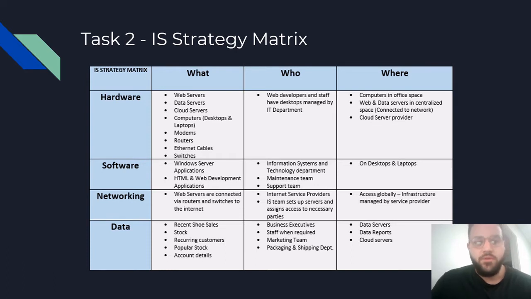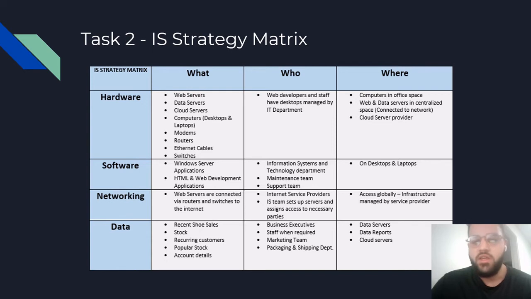As for software, there is Windows Server applications, HTML and web development applications. Who will be using them is the Information Systems and Technology Department, the maintenance team who is going to be looking after the website and basically updating and getting rid of any issues, and also the support team for whoever may be having issues with the website. And the software will be stored on the desktops and laptops of that team.